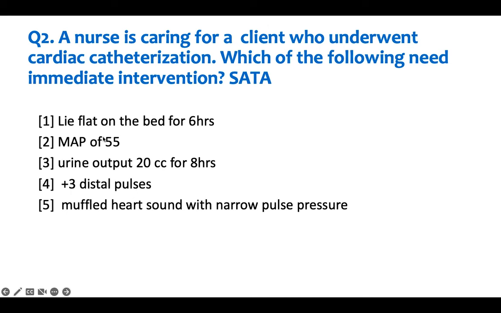The first one is lie flat on the bed for 6 hours. That's what the patient is supposed to do, lie down for about 6 hours. Make sure you don't go and run or play basketball. No. A MAP of 55 is too low. It should be 60 or above. Therefore, we need to do something. The patient may be bleeding.